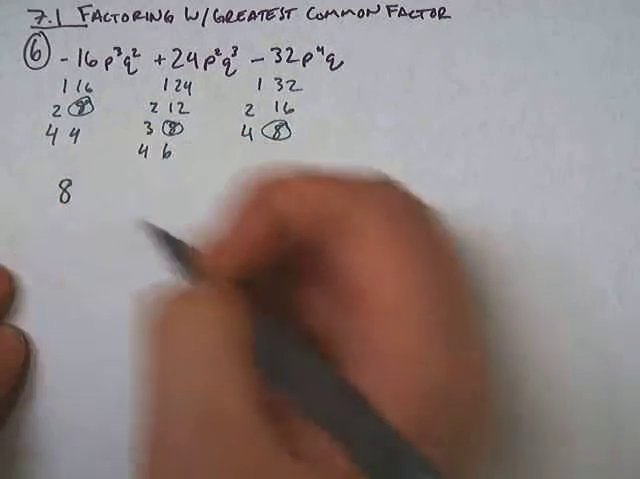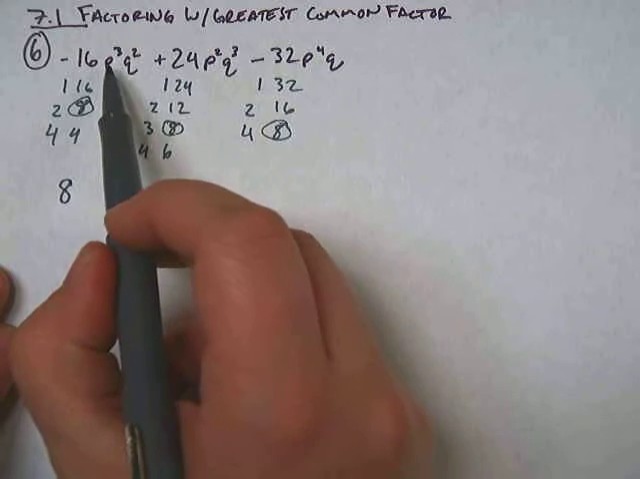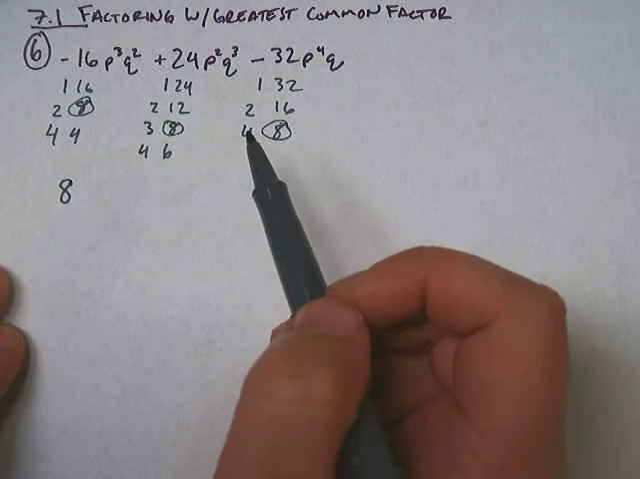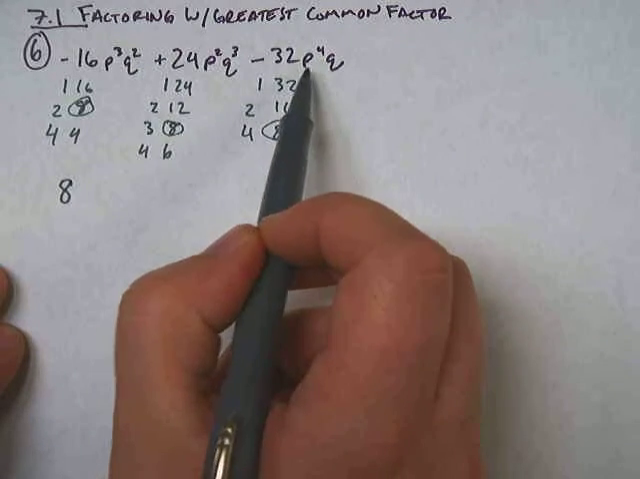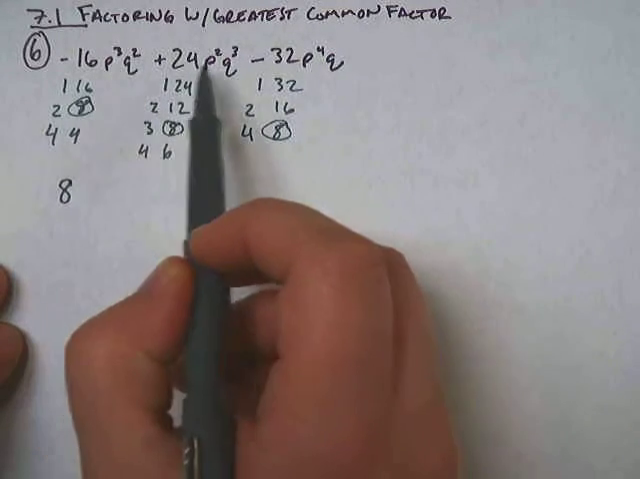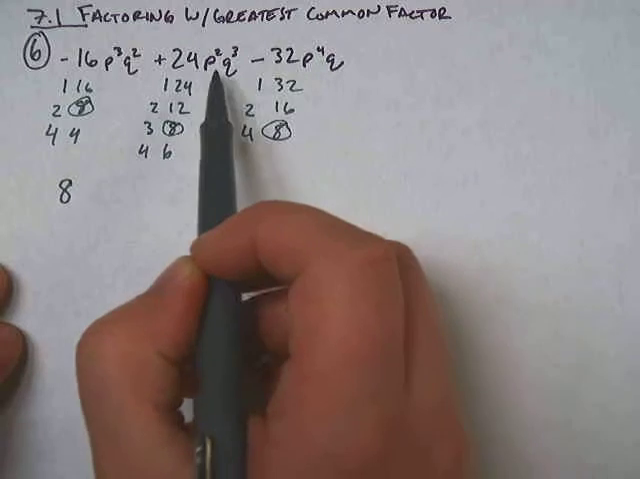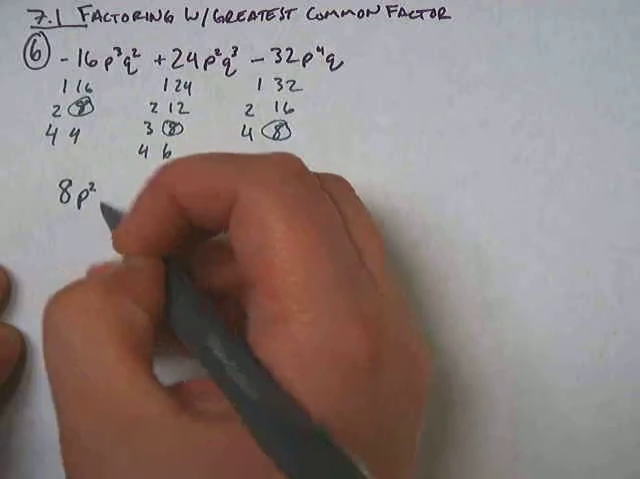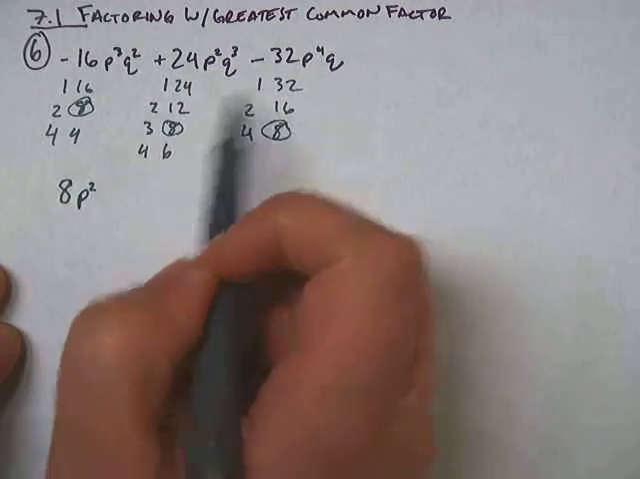So 8 is part of our greatest common factor. Then we start looking at the p's. They all have a p in them. So we know we can take out at least one of those. And so we're looking for the lowest power of p, the biggest amount that they all have in common though. So this one has a p cubed, this one has p squared, and this one has p to the 4th. That means they all have at least a p squared in them, so p squared is our greatest common factor amongst those.